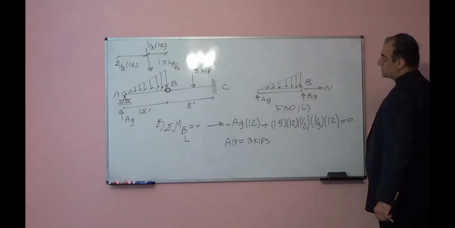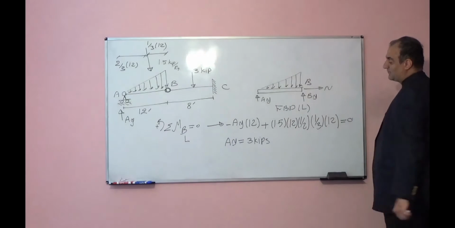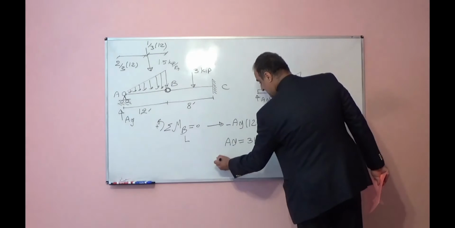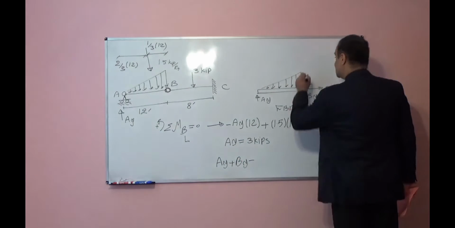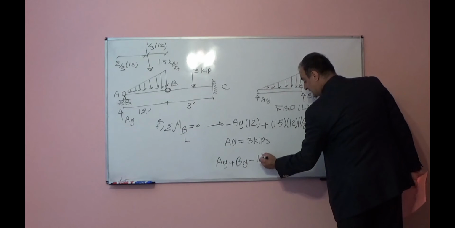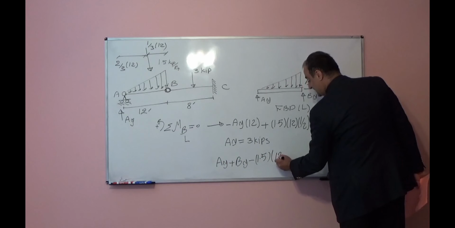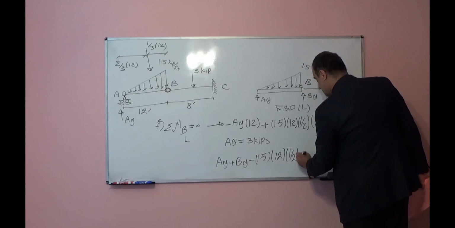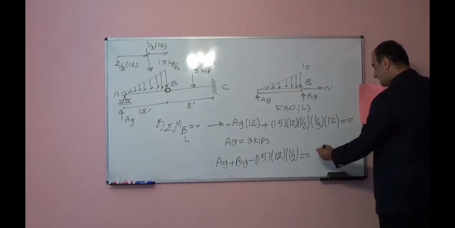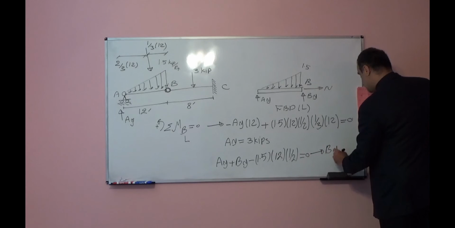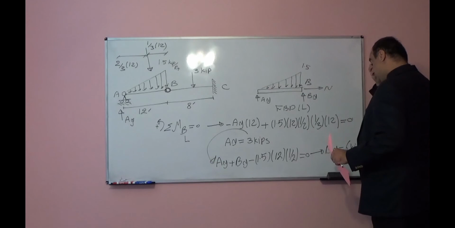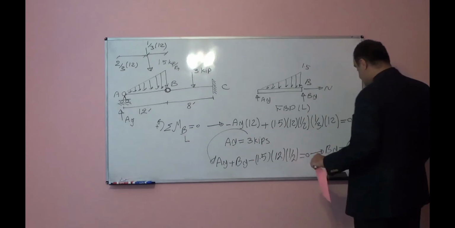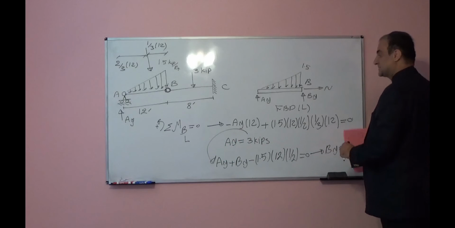Now, if I write summation of forces in vertical direction, I can find BY. So AY plus BY minus 1.5 times 12 times half is equal to 0. From here I can find BY is equal to 6 kips, because AY is 3 kips. If I plug here, this will be 3 here. I take it to the other side, the answer will be positive 6 kips.